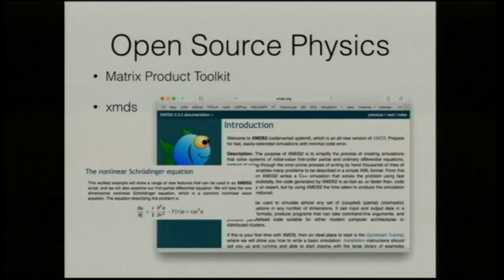Similarly, there's another project, XMDS, which is a software package for solving differential equations, certainly ones that are pertinent to quantum mechanics. There's the Schrodinger equation, which is the governing equation of quantum mechanics, and this is just an example that's on there. This is being developed by a chap called Joe Hope, who's at ANU, and it's some way along the way to being quite usable.